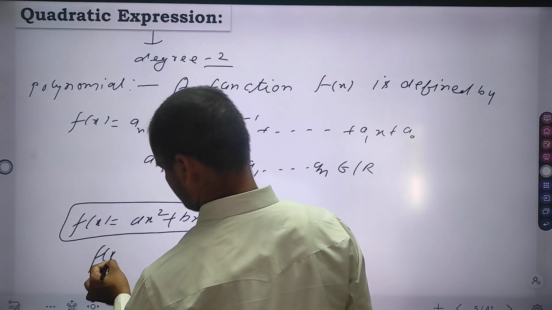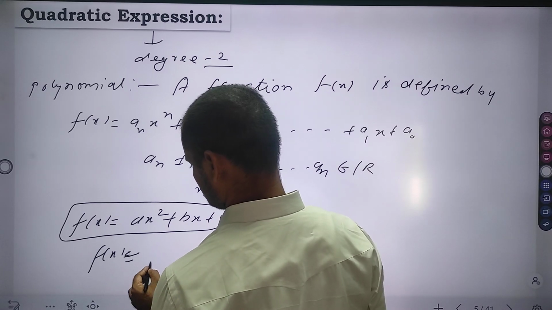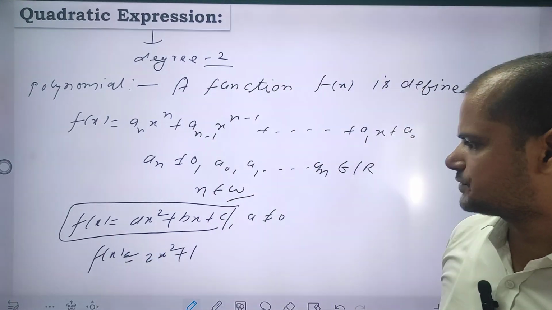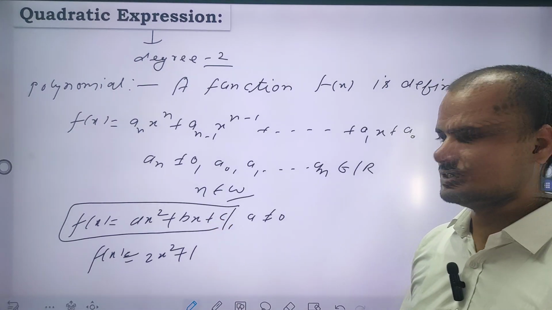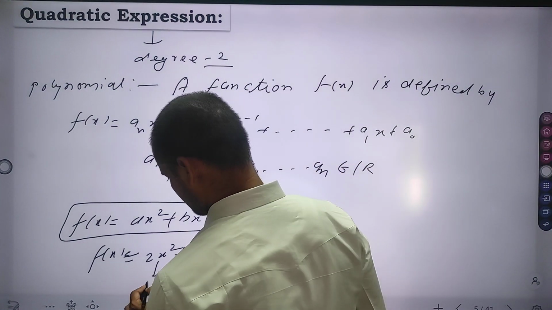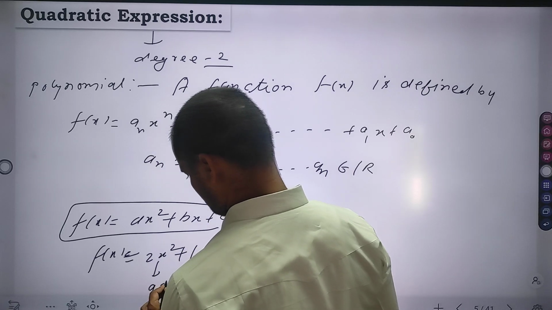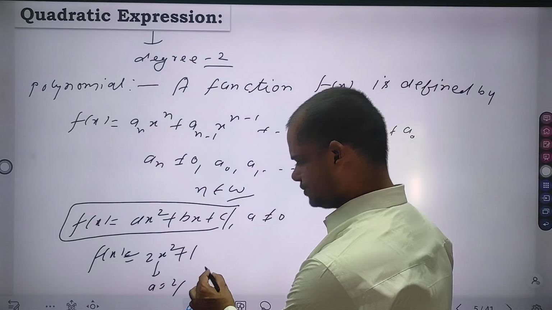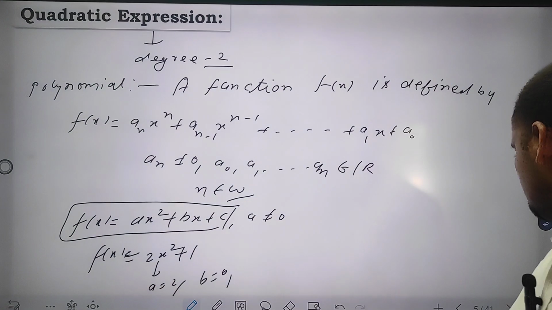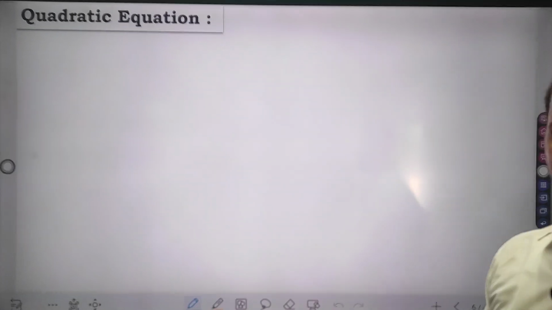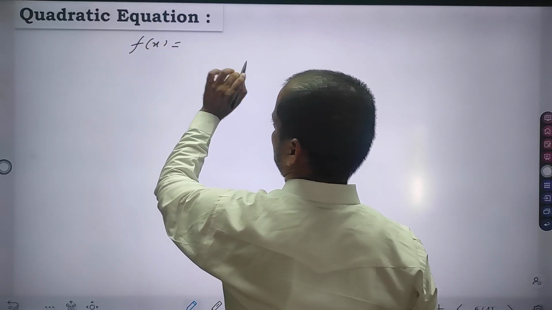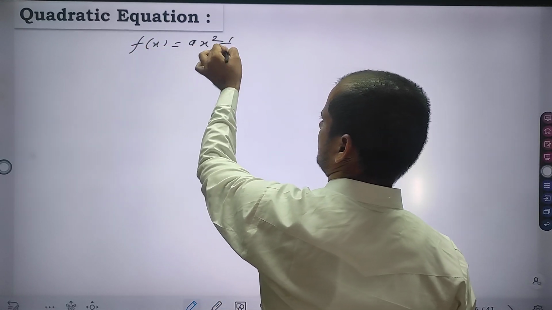And let's see an example. f of x equal to 2x square plus 1. Here the coefficient of x, b, is 0, but the coefficient of x square should not be 0. So here a equal to 2 but b equal to 0, and this is also a quadratic expression.